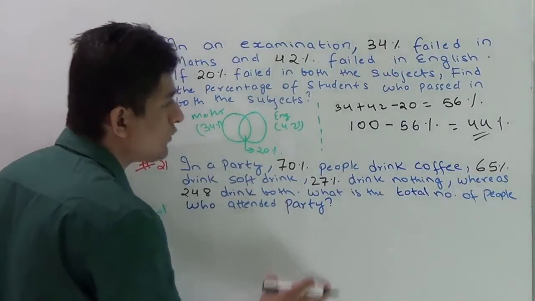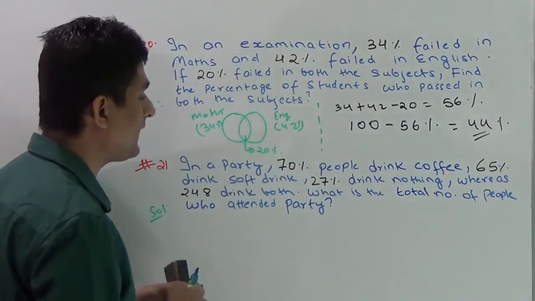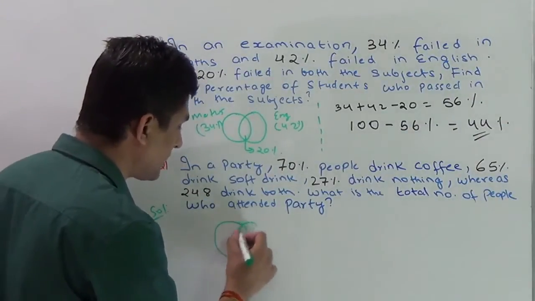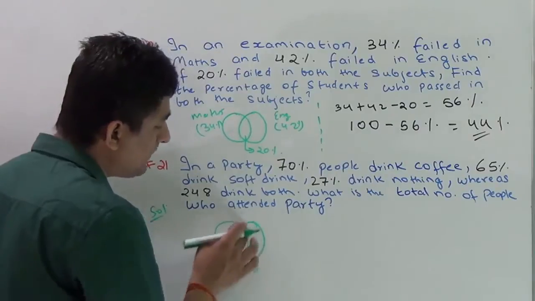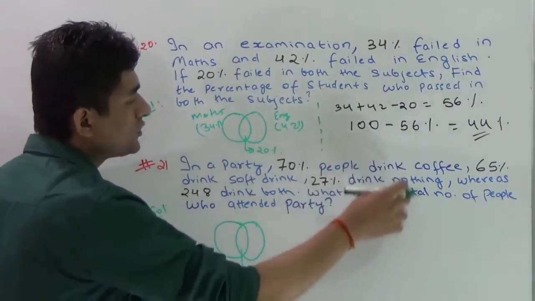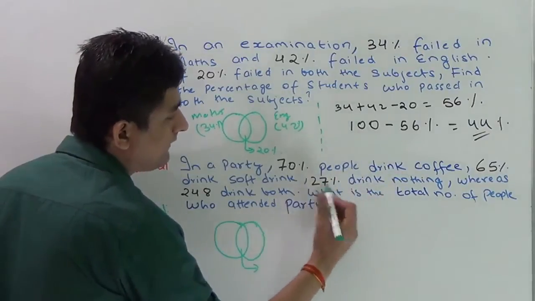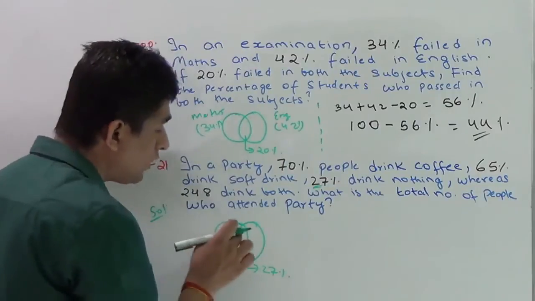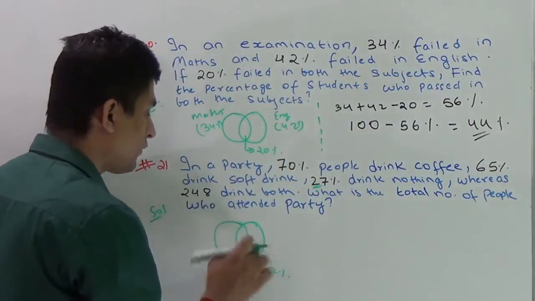In order to solve this question, again we have to draw a Venn diagram, a simple Venn diagram. Two conditions are there, so two circles will be there. Now I have to interpret it from the common region. If I look at the question, I'll find that 27% drink nothing. This 27 is the common region. This will be the 27% who drink nothing, that means neither coffee nor soft drink.